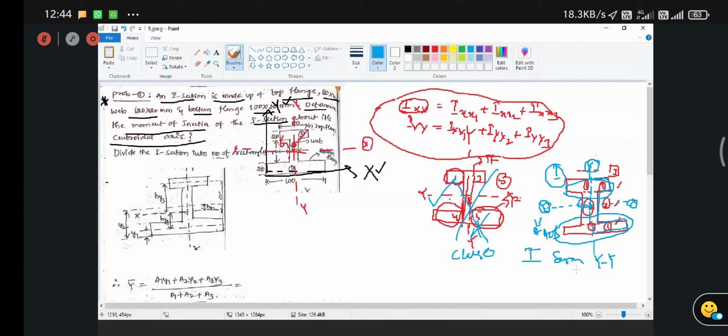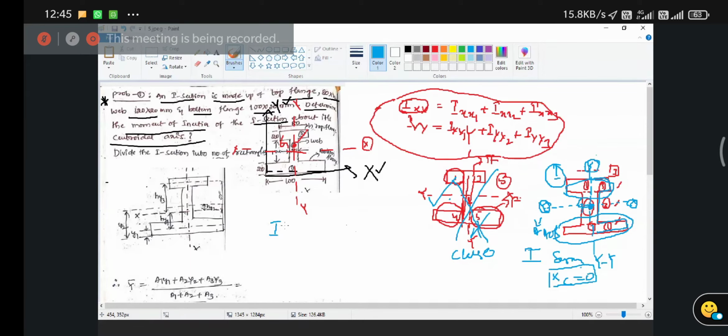So this I section is symmetrical about the y axis. If it is symmetrical about the y axis, the x centroid will be zero. So then I will go for finding out the y coordinates only. For that purpose, I need to go for the location of the centroid, the y centroid. So first of all, I have to find the centroid location.